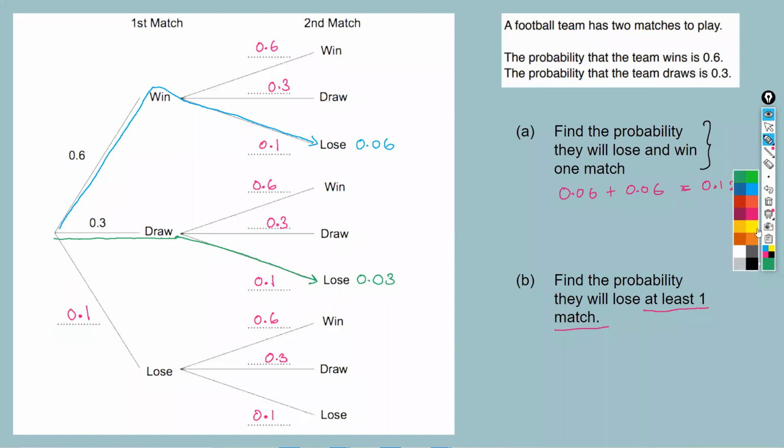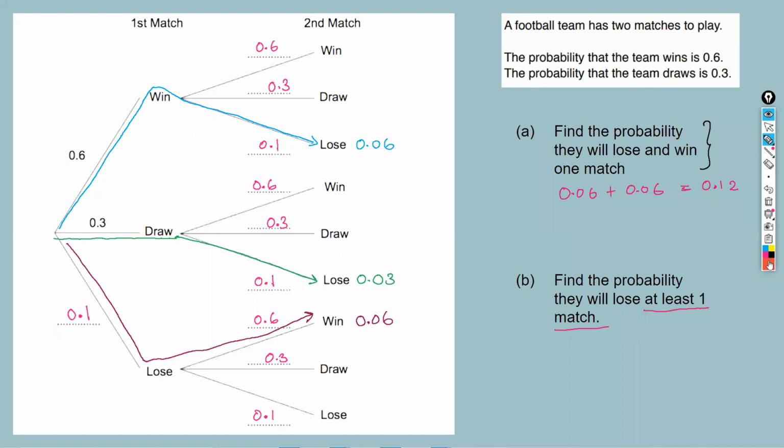Or you can do what? Lose the first game, so that is 1 loss, and win the next game. But that still involves 1 loss. So that is okay, right? So it's 0.1 multiplied by 0.6, which is 0.06.